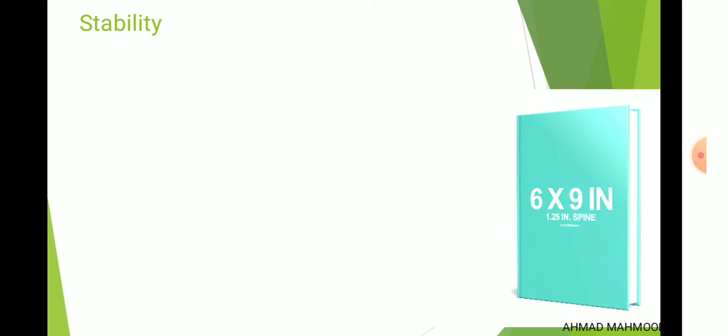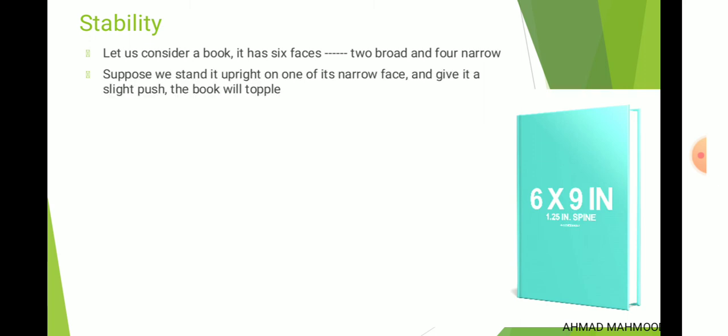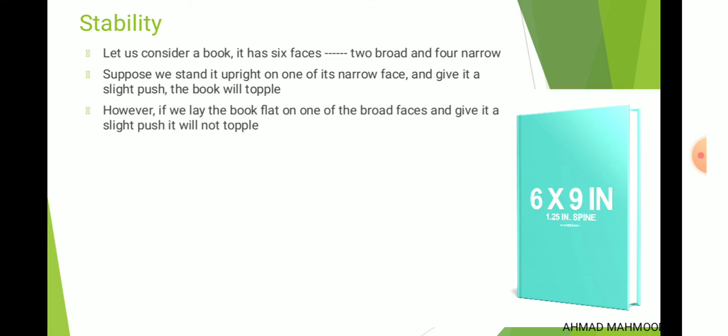The next topic is stability. For example, here we have a book which has 6 faces. 2 of its faces are broad and the 4 faces are narrow. And the book is standing on one of its narrow faces. So suppose it's upright on its narrow face and we give it a slight push, the book will topple. However, if we lay the book flat on any one of its 2 broad faces and give it a slight push, it will not topple. It's a common observation.